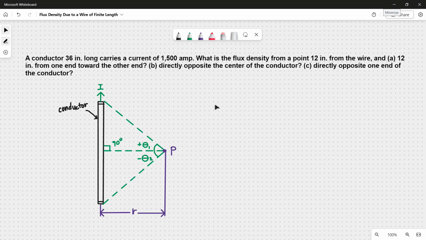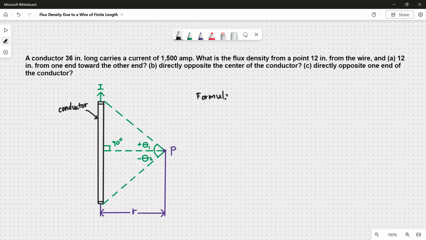A conductor 36 inches long carries a current of 1,500 amps. What is the flux density at a point 12 inches from the wire? A, 12 inches from one end toward the other end. B, directly opposite the center of the conductor, and C, directly opposite one end of the conductor.